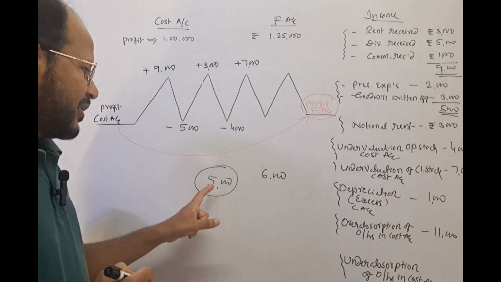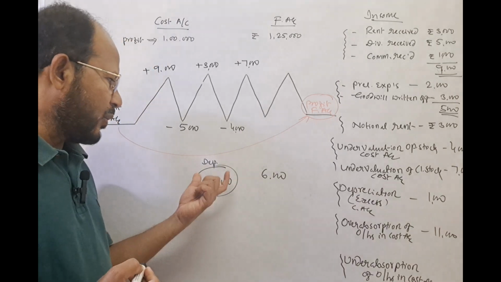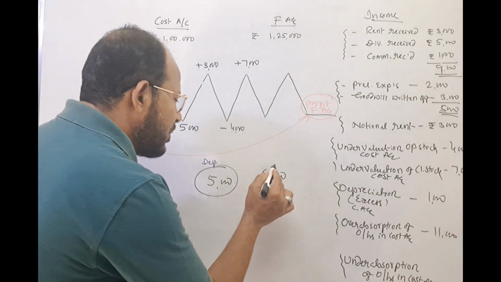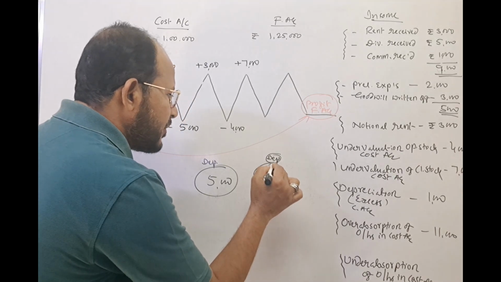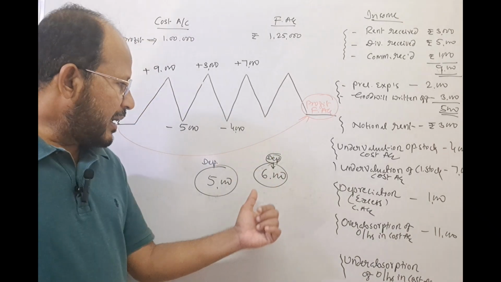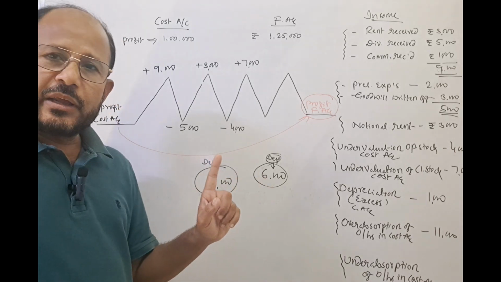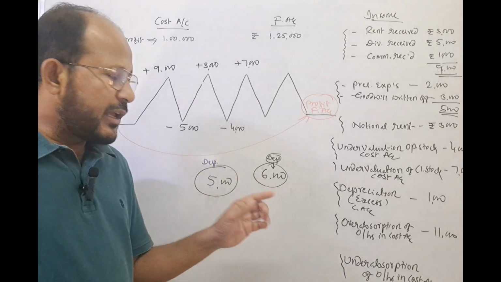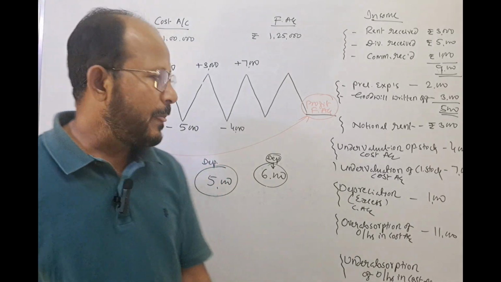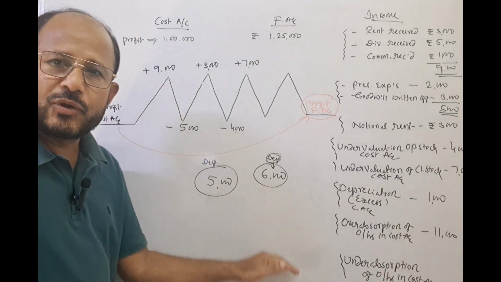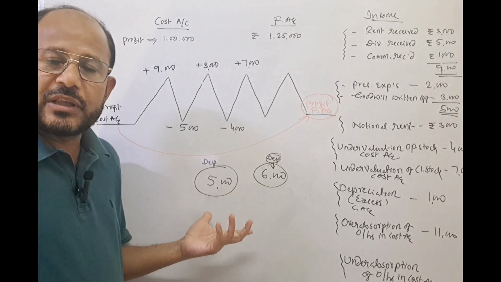See, in financial accounting 5,000 is shown as depreciation, whereas in cost accounts the depreciation shown is 6,000. Here 1,000 extra amount is shown in the cost accounting records. If 1,000 extra is shown in cost accounting, what is the impact on profitability? Cost accounting profit becomes less and financial profit becomes more, because 1,000 less is shown as expense there.